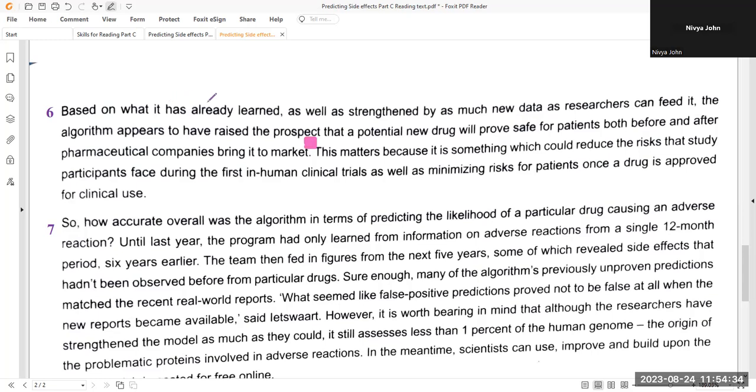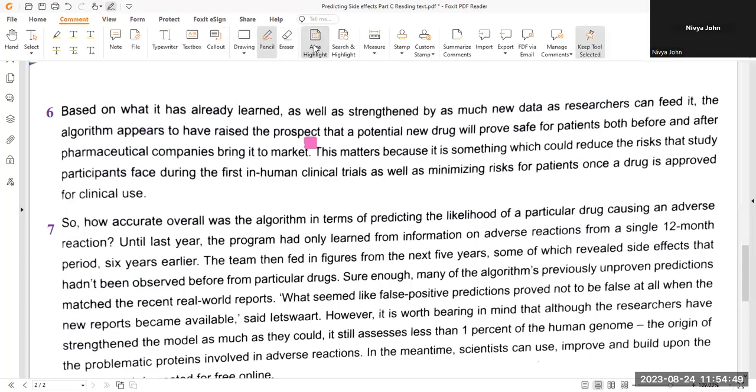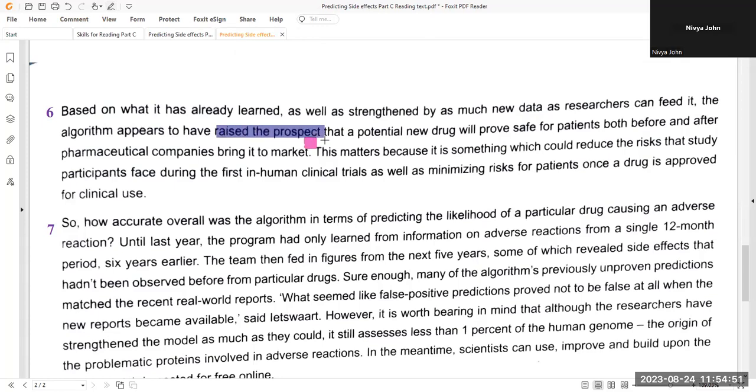Based on what it has already learned, as well as strengthened by as much new data as researchers can feed it, the algorithm appears to have raised the prospect that a potential new drug will prove safe for patients both before and after pharmaceutical companies bring it to market. Okay, I want all of you to go through that sentence. Raised the prospect means brought the possibility, the likelihood.